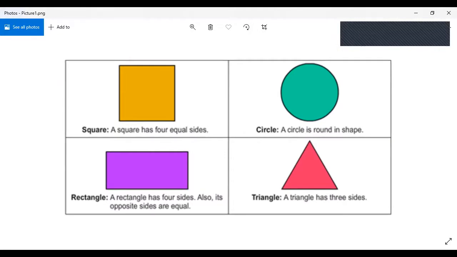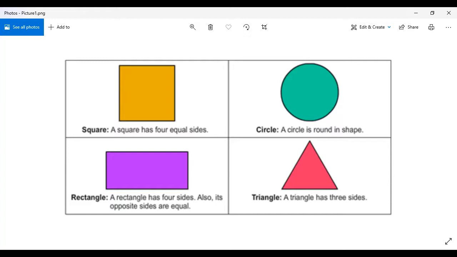So here we have the four basic figures or shapes. If we talk about a square, it has four equal sides and also four corners, right? If we talk about the size of it, a square can be small, it can be big as well. Got it? Then we have a circle, and a circle has no straight sides, right? It has curved sides and it is round in shape.